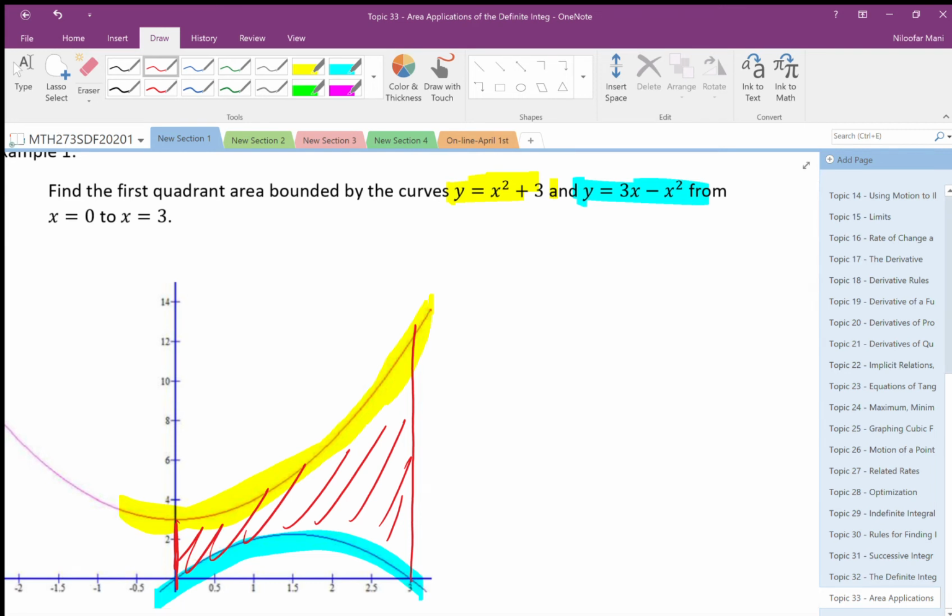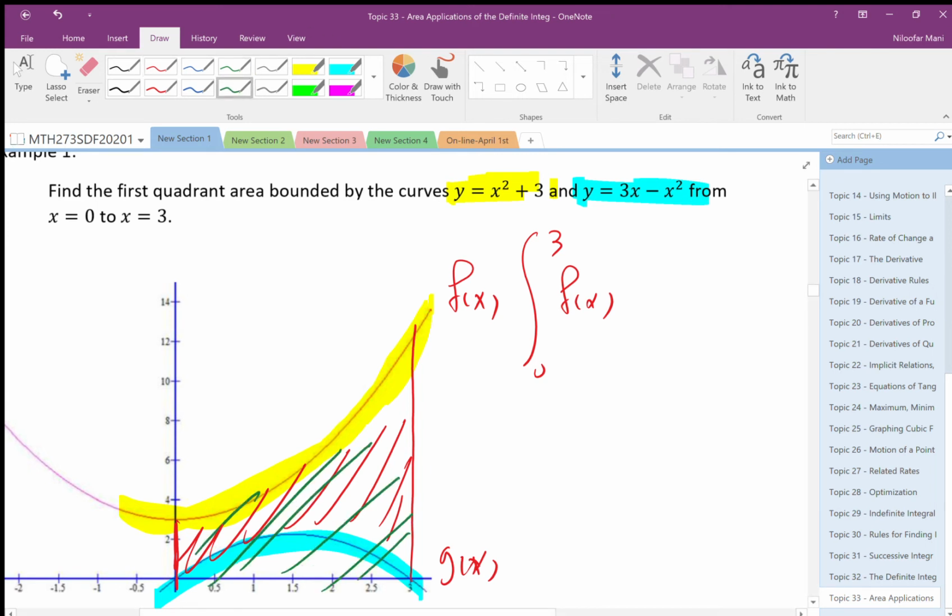See, if this is f and this is g, and I say integral of f(x) from 0 to 3, then it gives me this part, everything. But I don't want everything. I want just the red part. So I have to say this minus the integral from 0 to 3 of g(x) dx, because I have to take this part out, since I said between these two functions. So I want just the red part, so I have to say f(x) minus g(x).